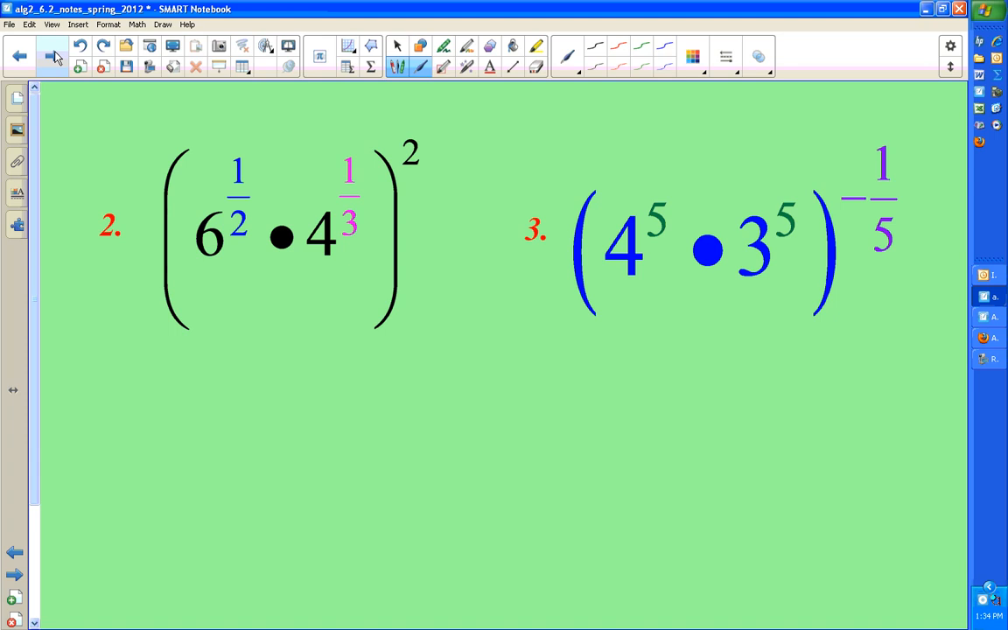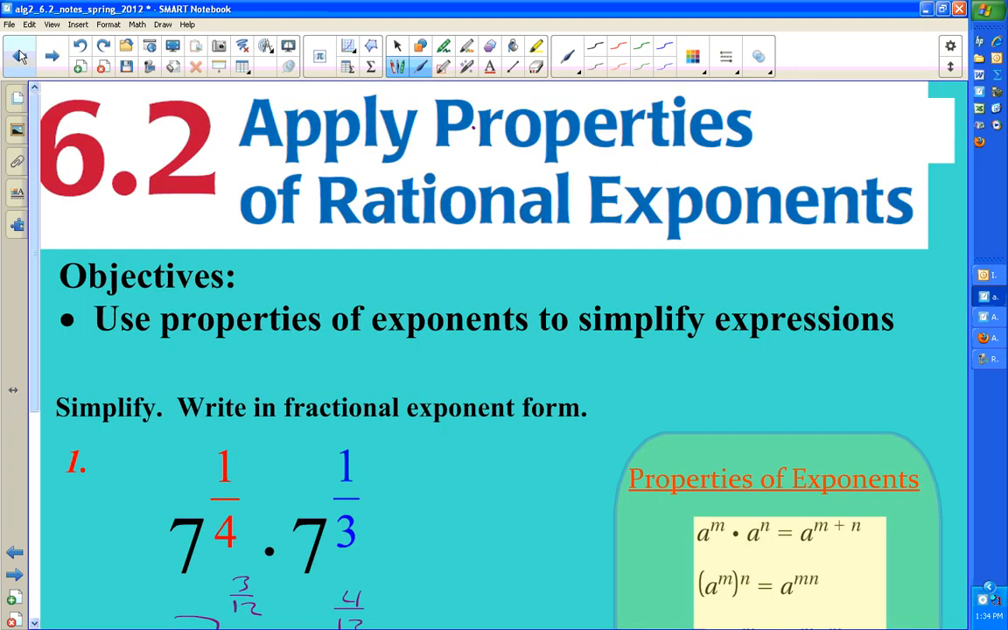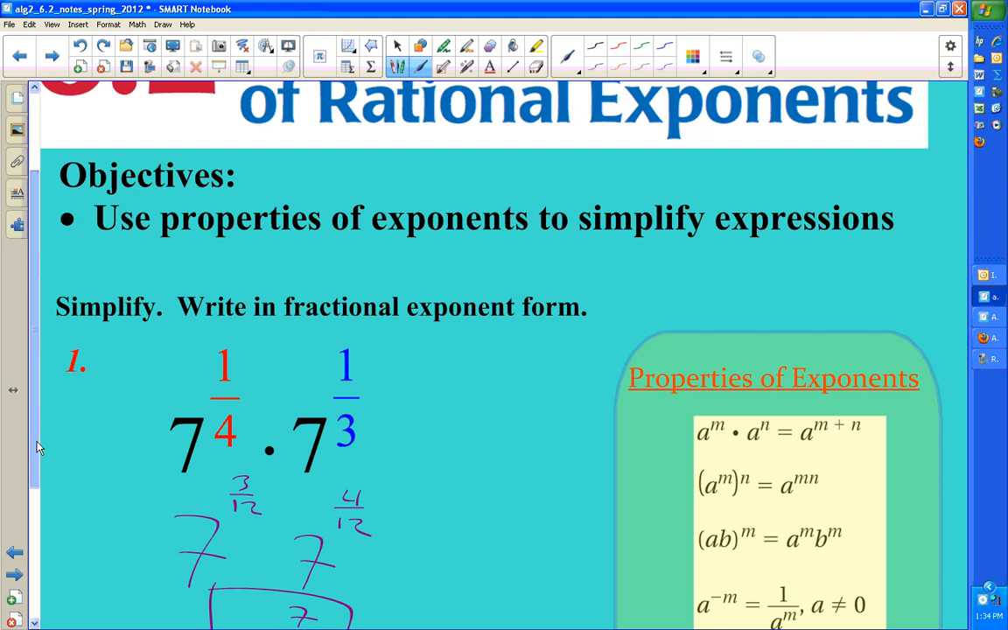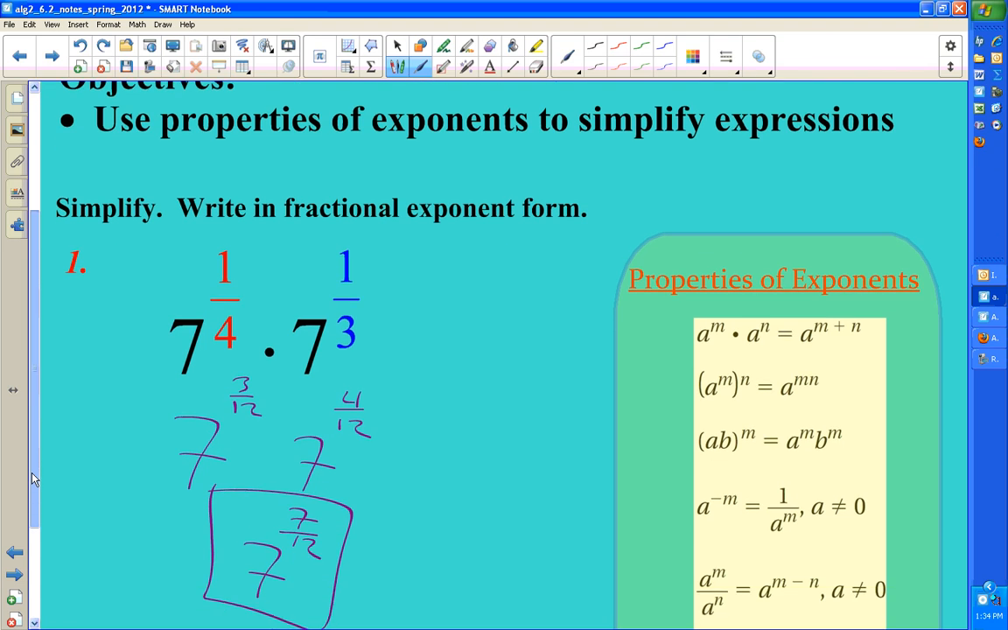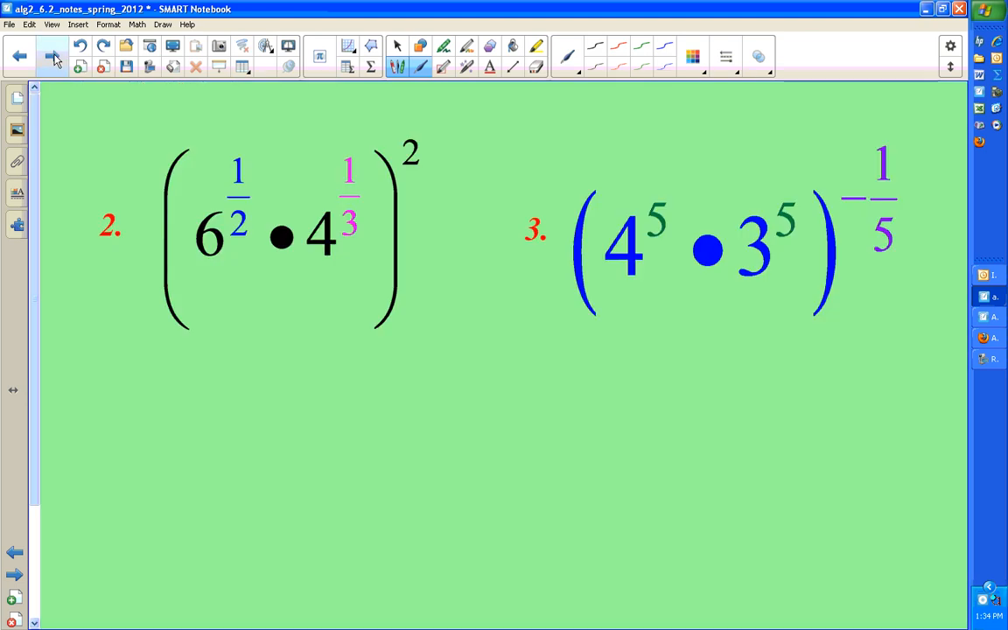Let's go back and look at the properties real quick. Look at your properties. Look at the very first property. It's the product property. They have to be the same. Begins with B, ends in A's. Base. Very good. 6 and 4 are different bases. So you can't combine this expression in here.